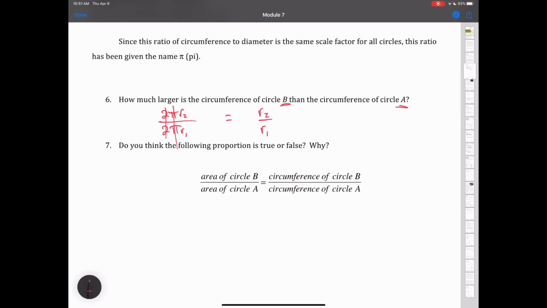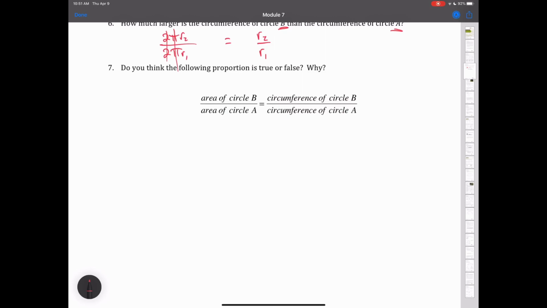Okay, now let's look at number 7. Do you think the following proportion is true or false? Why? The area of circle B over the area of circle A is equal to the circumference of circle B over the circumference of circle A. Well, let's think about that. I actually want you to think about this for a minute on your own, and then we'll come back and talk about it.